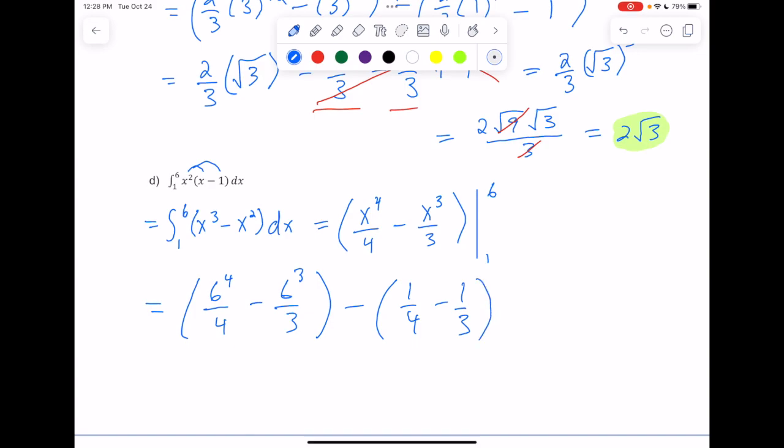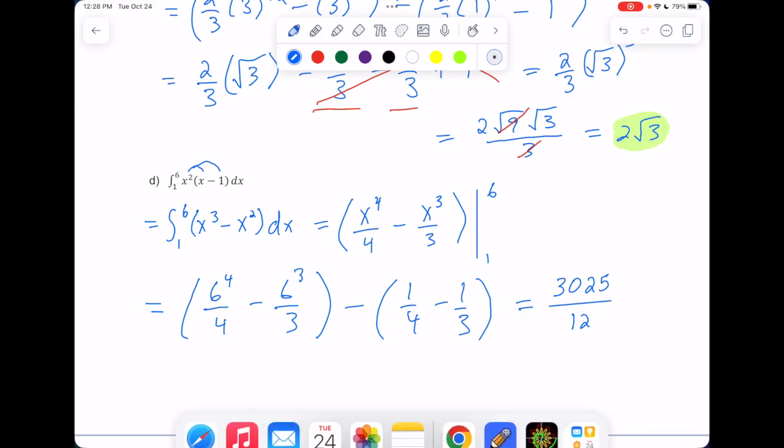And then I'm going to show you a little trick here. I simplified this in the calculator, and I got 3025 over 12. It can be a little bit of a pain to do the fraction work there. I mean, it's doable. You just got to get a common denominator and do all the addition, subtraction. But 6 to the 4th and 6 to the 3rd, we got some pretty big numbers there. So let me show you a quick calculator trick for how to do that.